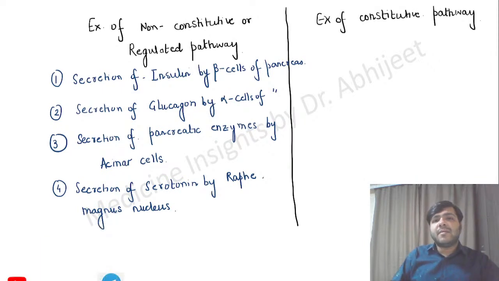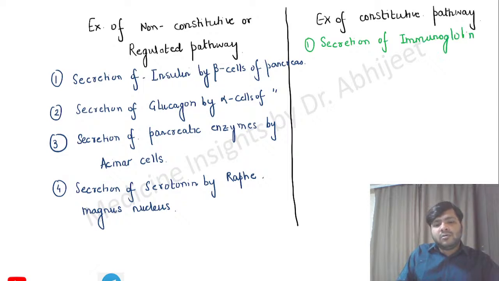Apart from that, guys, remember the examples of constitutive pathway, that is secretion of immunoglobulins by plasma cells, IgA, IgE, IgG.